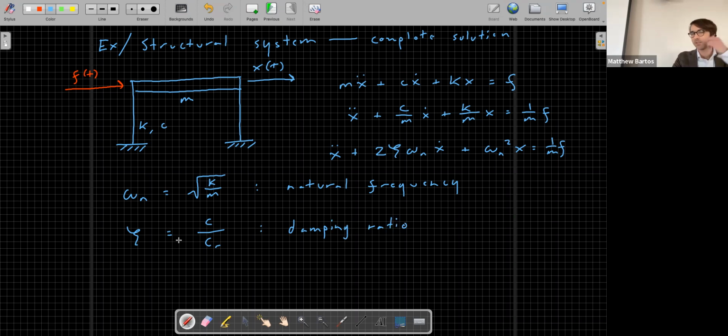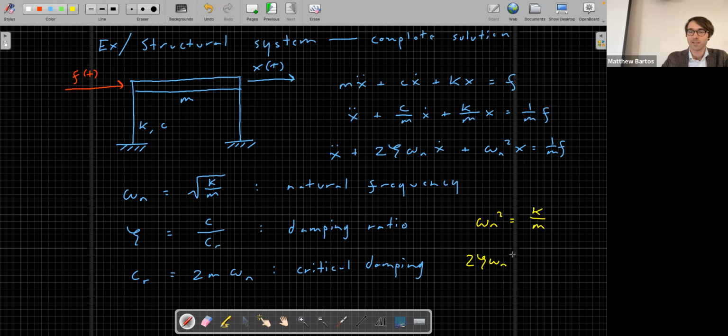And I want to introduce this notation because it'll appear later. And C_cr, this is the critical damping. This is equal to 2 times the mass times the natural frequency. So this is the critical damping. This will appear a lot in controls literature. Okay, and just to be clear, omega n squared is equal to k over m. So I've substituted that in here for k over m. And 2 zeta omega n is equal to the damping coefficient over the mass.